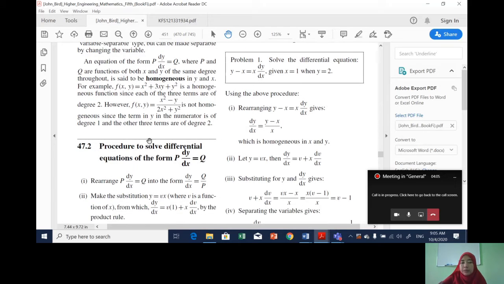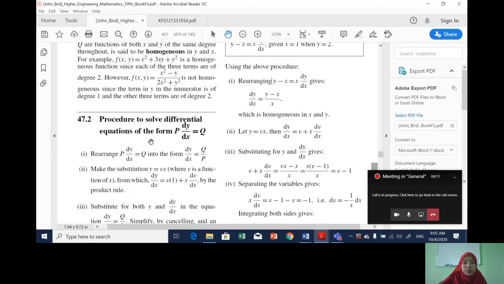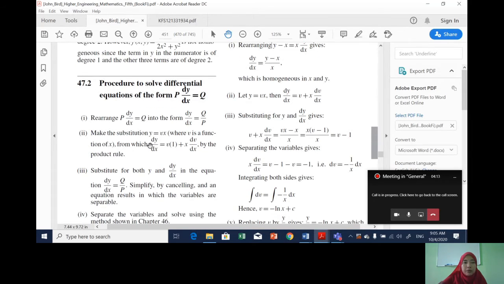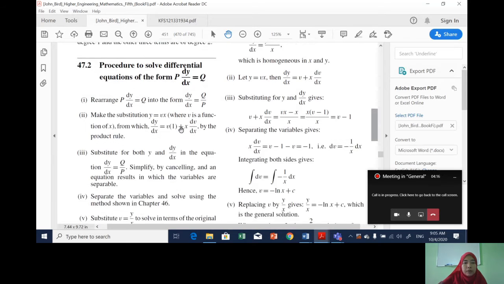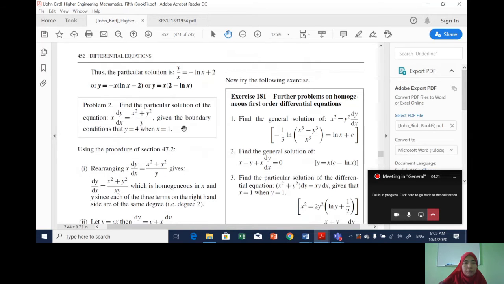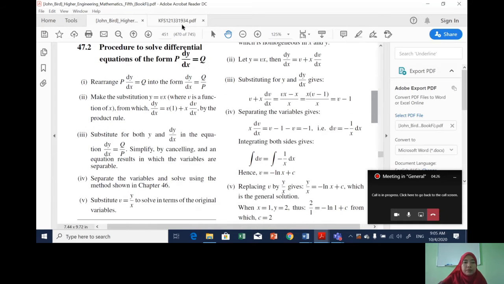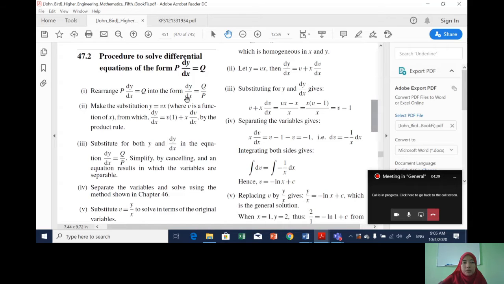Before I explain the example for the homogeneous first ODE, I would like to summarize the steps. You may refer to the John Bird ebook, page number 451 onwards. There are several steps stated in the ebook. I'm going to explain the first one. Whatever equation we have for the homogeneous, the first step is to transform it into the form dy over dx equal to q over p.